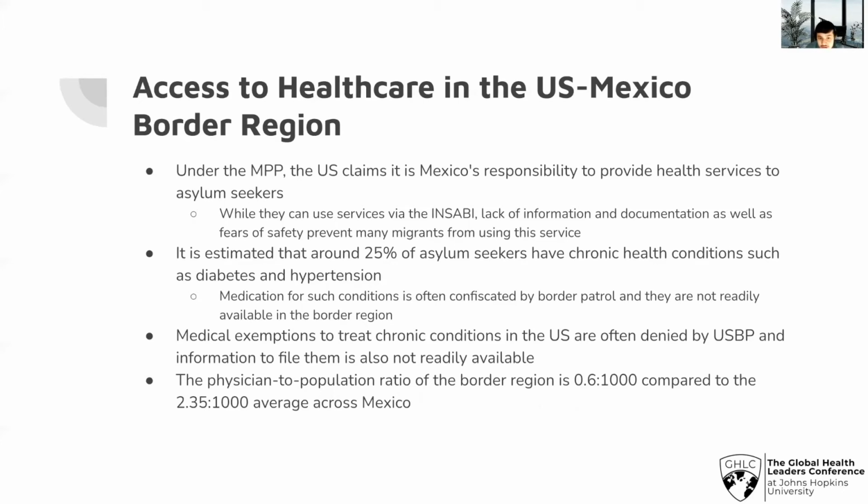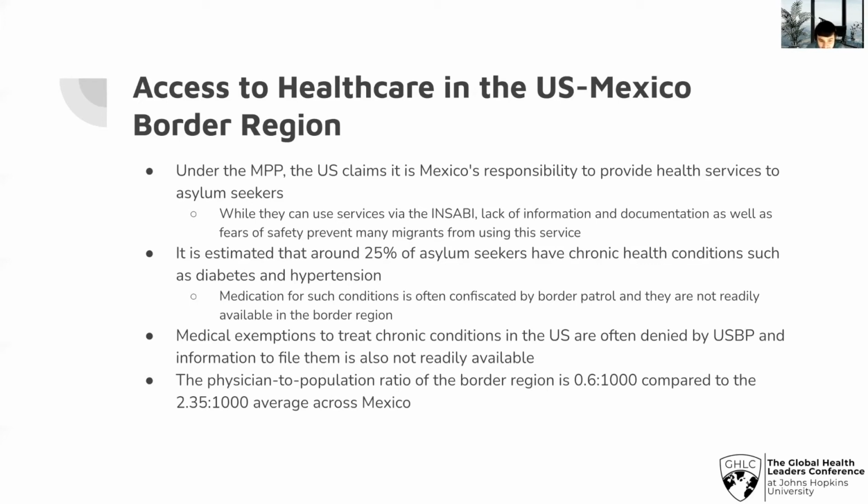It's also estimated that around 25% of asylum seekers have chronic health conditions, such as diabetes and hypertension. And when they travel to the border to file an asylum case, often their medications are confiscated by Border Patrol. And when they try to get them in the border region, they're not readily available, especially in the border cities. Medical exemptions to treat chronic conditions are often denied, and information on the file is also not readily available. So this is why many people are dying on the Mexican side, because they're not allowed to get medical treatment in the United States, even if it's an emergency.